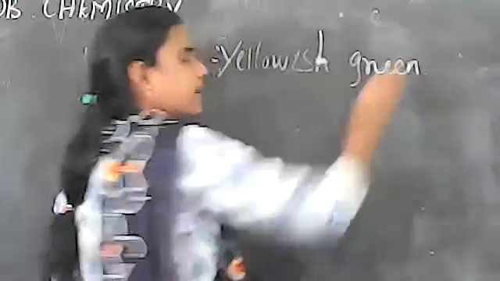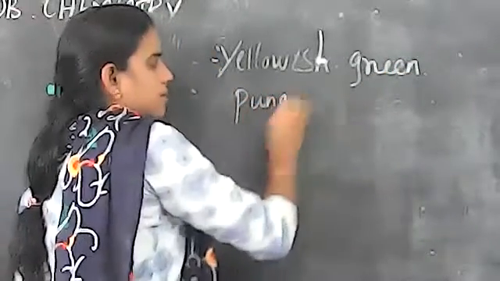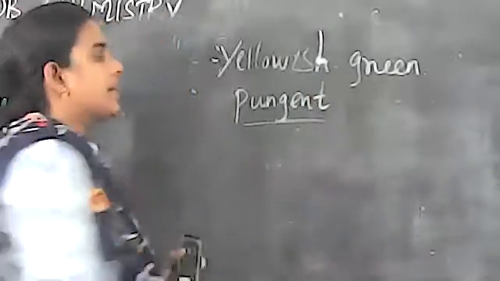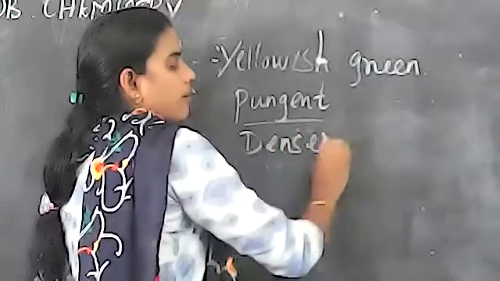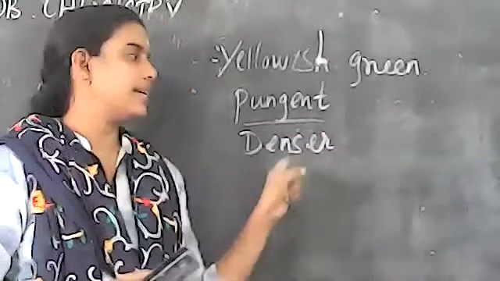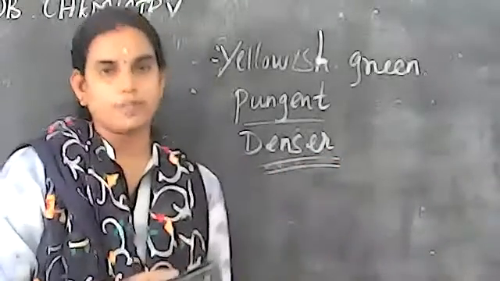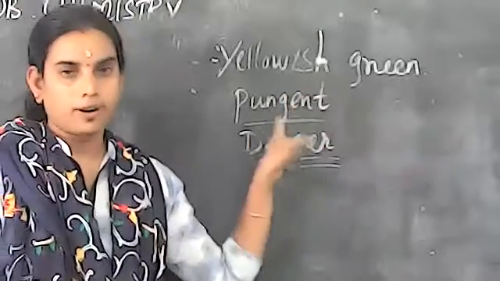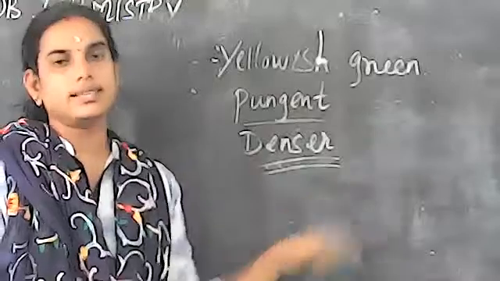And the odor is pungent odor. Pungent means an irritating smell. And the density is much denser than air. So when we compare the density of chlorine with air, its density is very high. So these are the three properties of chlorine. First, the color of chlorine is yellowish green, the odor of chlorine is pungent, and the density of chlorine is denser than air.